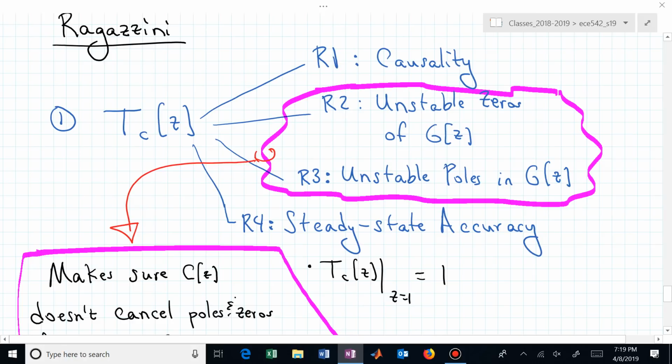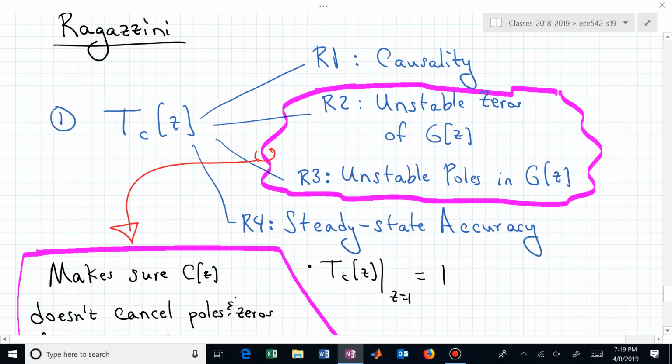The first constraint or restriction deals with causality. You want your controller, C of Z, to be causal. That just means that it's not going to respond before it gets an input, or before it sees an error signal. Restrictions 2 and 3 avoid canceling poles and zeros with the controller that you end up designing.